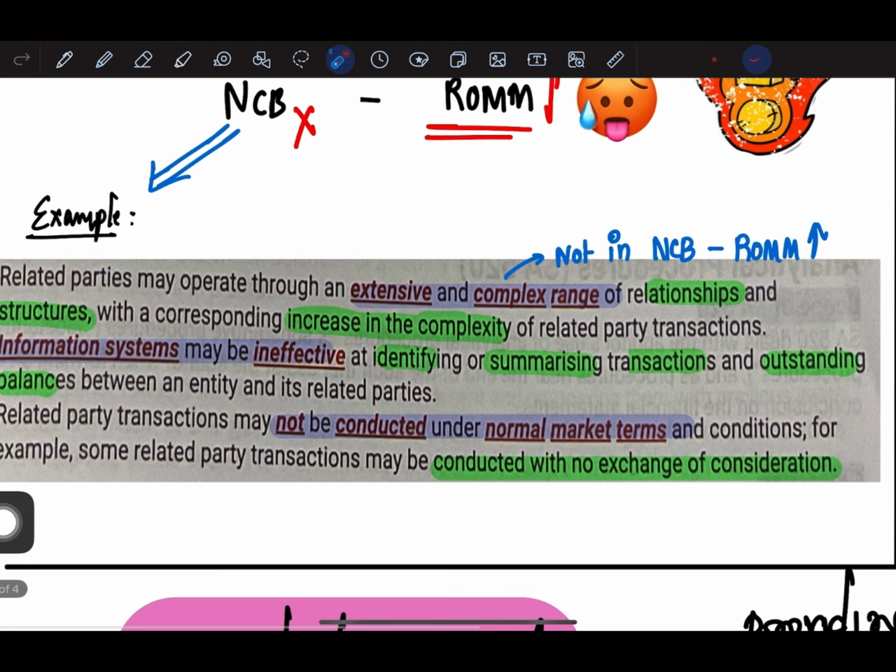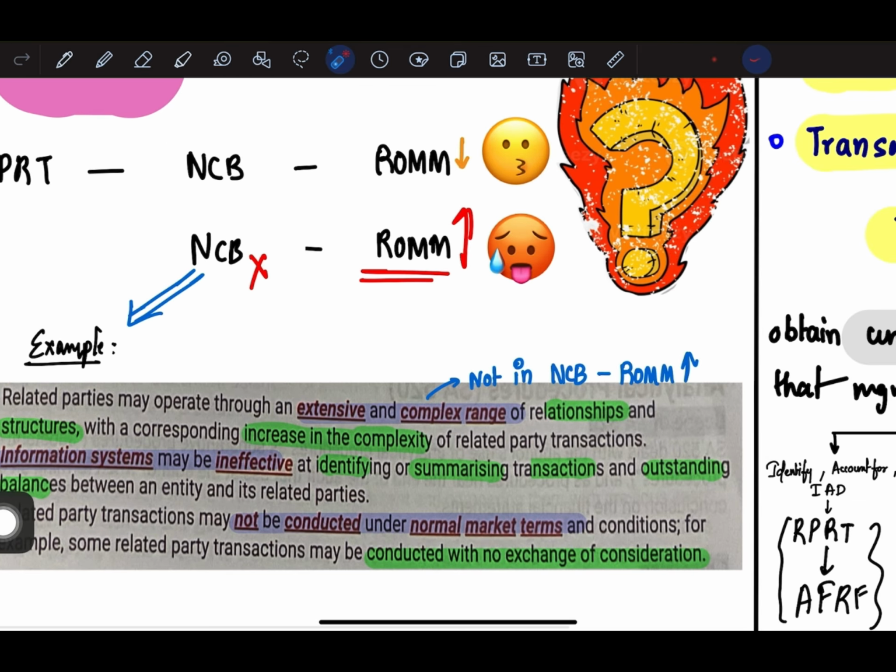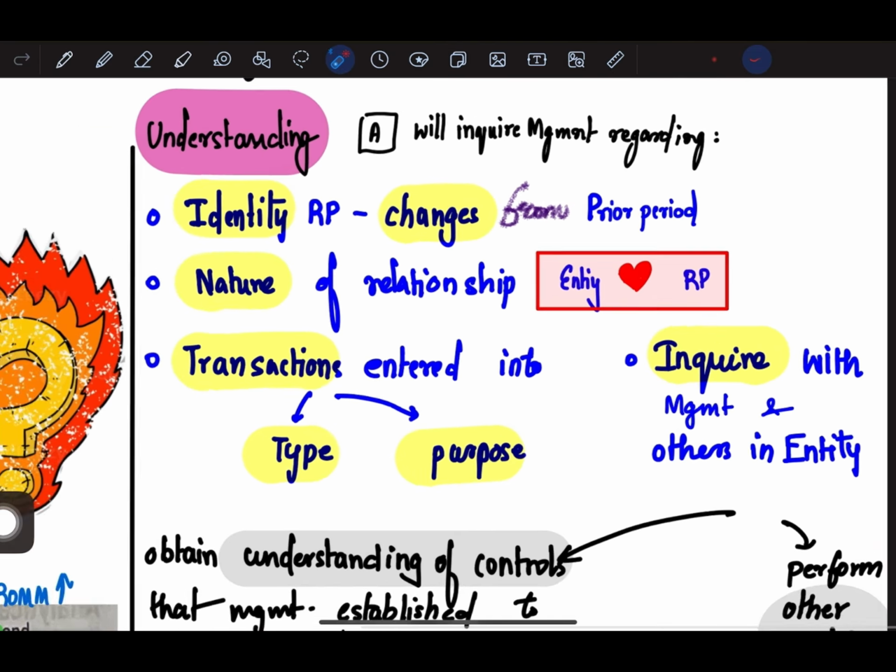First one is related parties may operate through an extensive and complex range of relationships, with a corresponding increase in complexity. The second case is information systems may be ineffective at identifying or summarizing transactions and outstanding balances between an entity and its related parties. Third, related party transactions may not be conducted under normal market terms. For example, some related party transactions may be conducted with no exchange of consideration. So in these three cases, the transaction is not in the normal course of business and the risk of material misstatement is high.